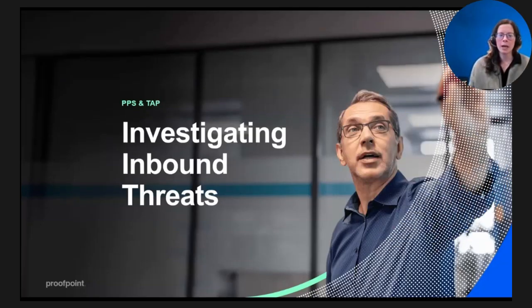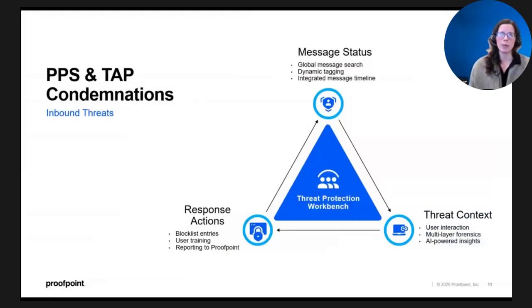Now, when we look at messages that are condemned as inbound threats, we typically see three core functions that an analyst is going to undertake. The first thing that you are looking to do is understand what the current status of the message is. Was it delivered? Was it blocked at the gateway? And then moving into why Proofpoint felt it was a threat. So understanding that threat context, what was the delivery mechanism, and any additional nuance or forensics that you might need. And then moving into action. Once you understand that status and the threat context, deciding what actions you need to take next.